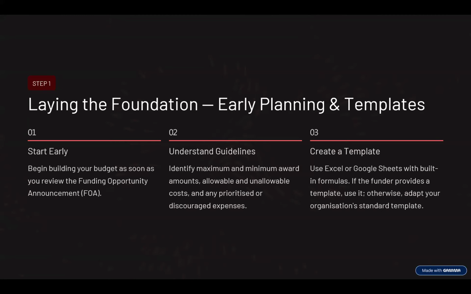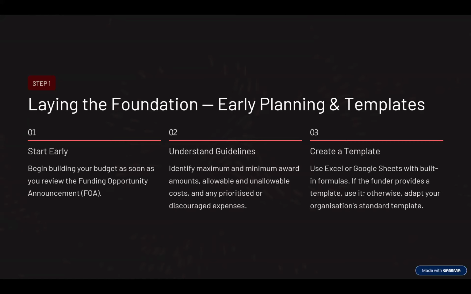Another thing is to understand the guidelines. You have to identify the maximum and minimum award amounts, what is allowed, anything that's prioritized or anything that is discouraged. This basically means trying to understand the grant amount. Let's say the grant is for $5,000. That is the maximum amount your budget can entail, so ensure you work within that.